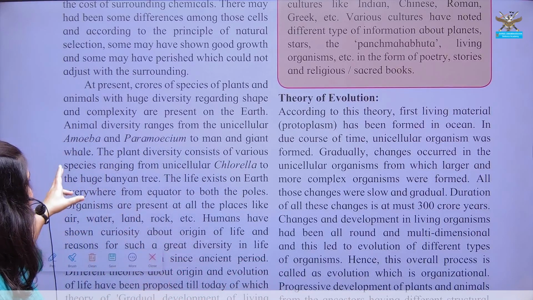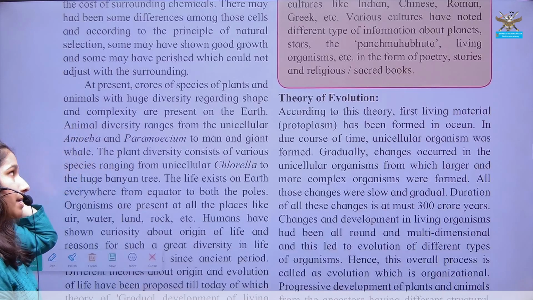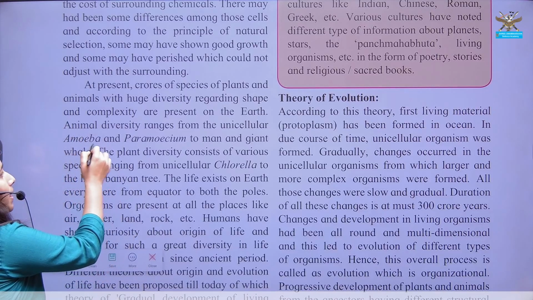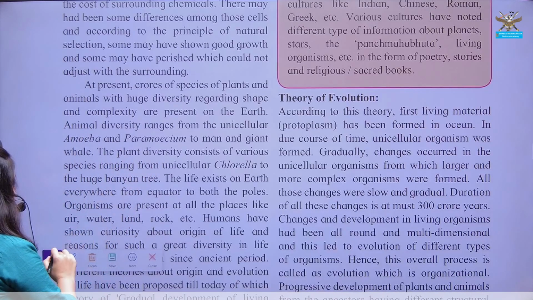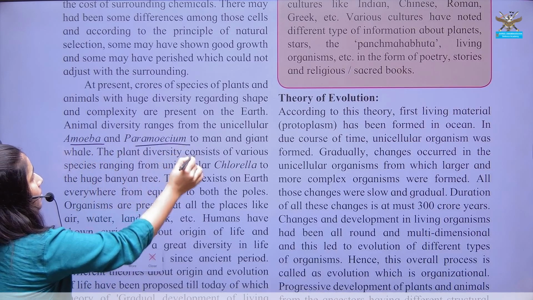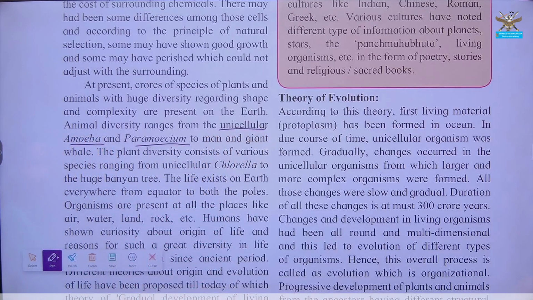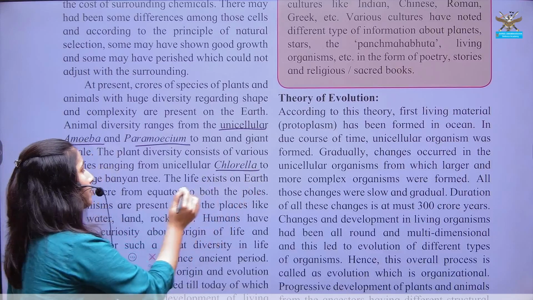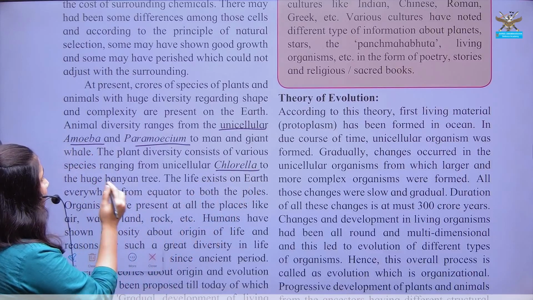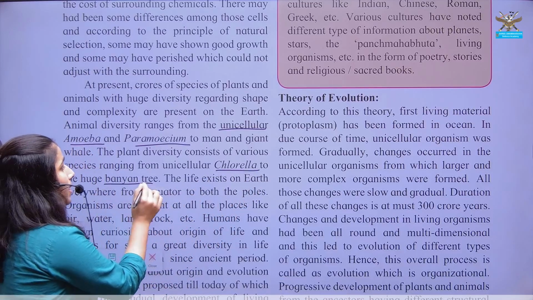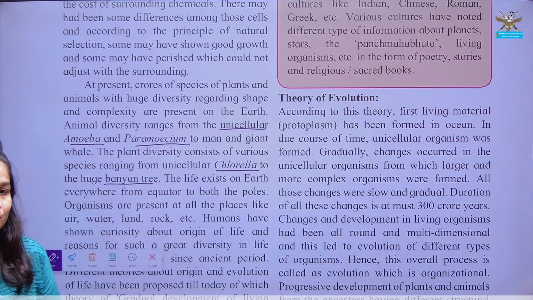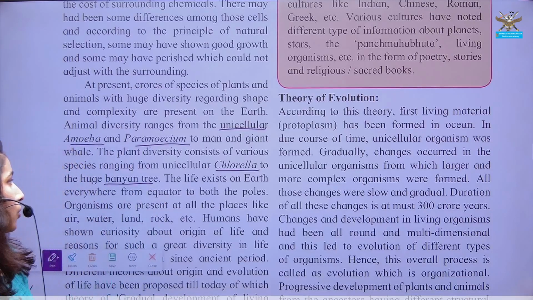So the first simple organisms from the animal kingdom which were formed were amoeba and paramecium. Okay, amoeba and paramecium are the first unicellular organisms from the animal kingdom, and from the plant kingdom, chlorella and banyan tree. The most complex one is banyan tree and the simplest one is chlorella.